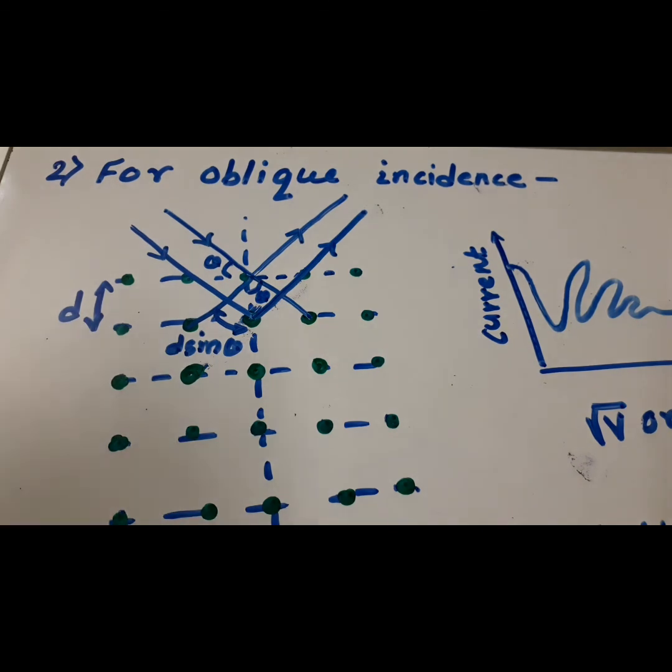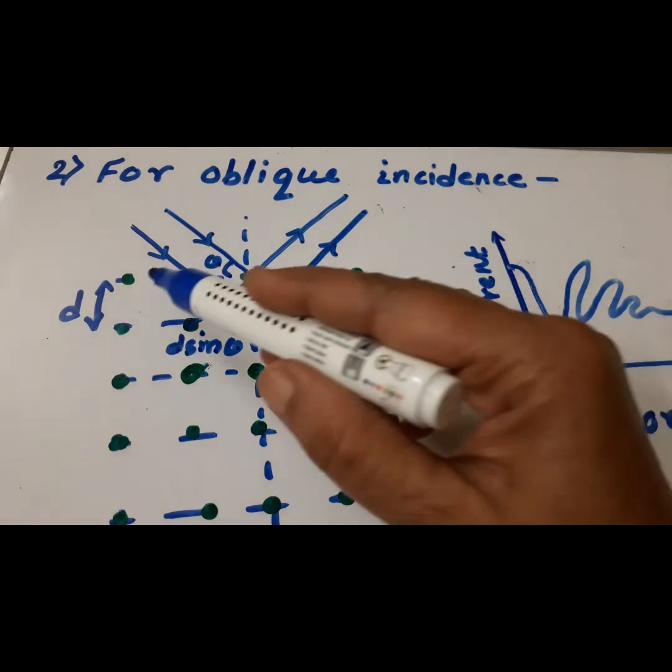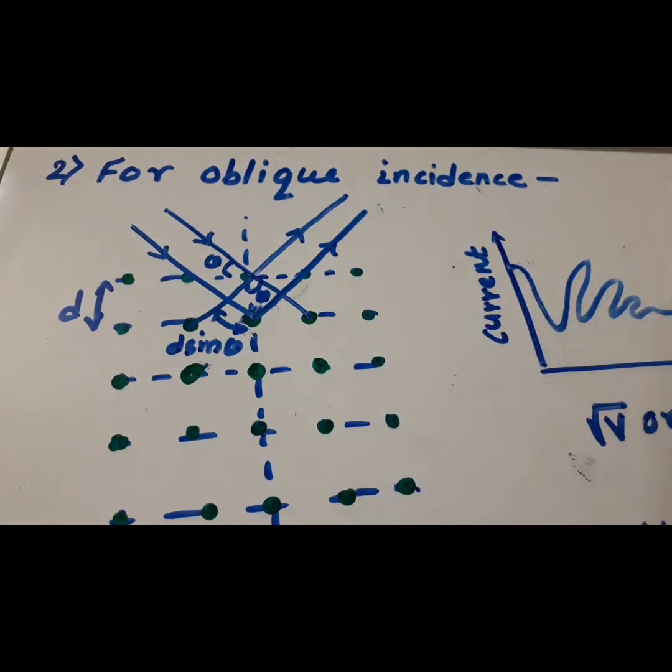Friends, already in crystal physics, all of you know the Bragg's reflection. In Bragg's reflection, the basic condition is 2d sine theta is equal to n lambda. Here, n is the order of the plane and d is the spacing between the crystal lattices. Now, the electrons are diffracted by successive parallel planes of atoms of the crystal.